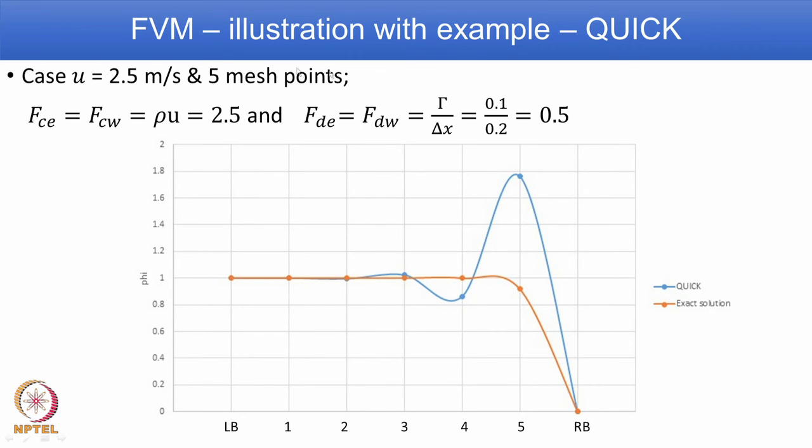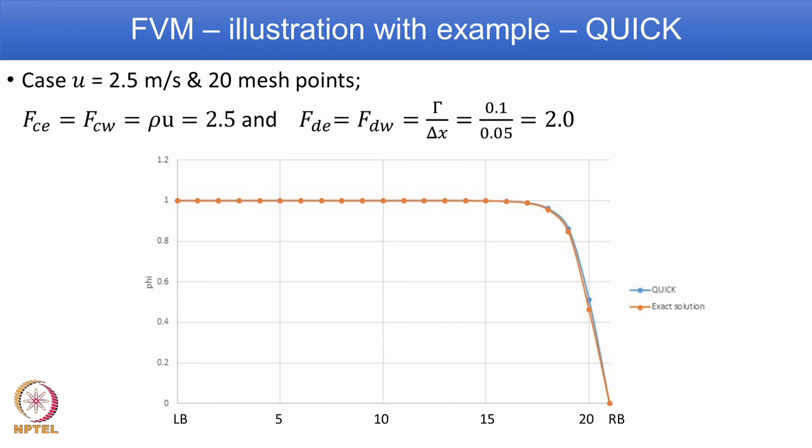Now, we will see in the next slide same flow condition, that is 2.5 meters per second. Instead of 5 mesh points for the same domain, increase it to 20 mesh points. And again rho u remains 2.5 because it is a function of velocity and density, whereas diffusion is changed: gamma by delta x, from 0.1 by 0.05, is equal to 2.0. So, diffusion is now 2.0, which is almost of the same order as convection. 2.0 is the diffusion flux and 2.5 is the convection flux.